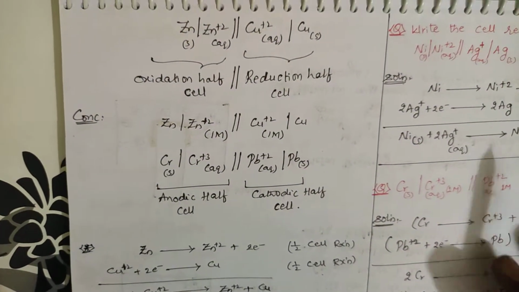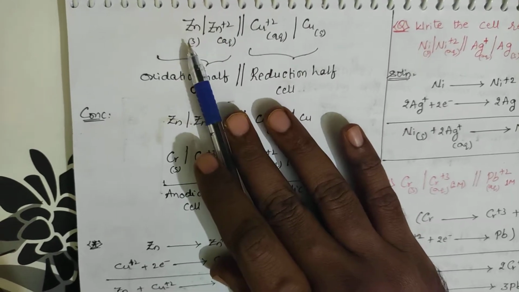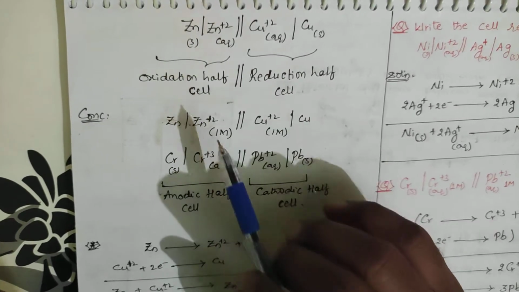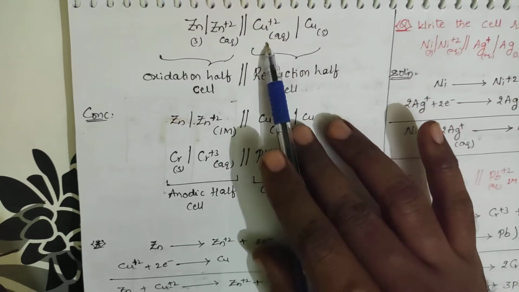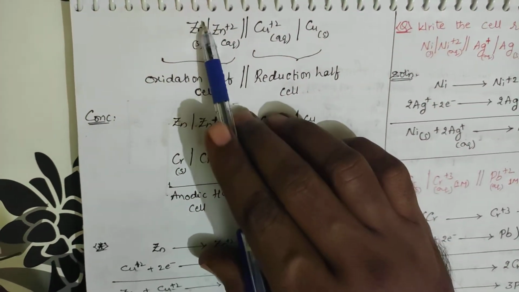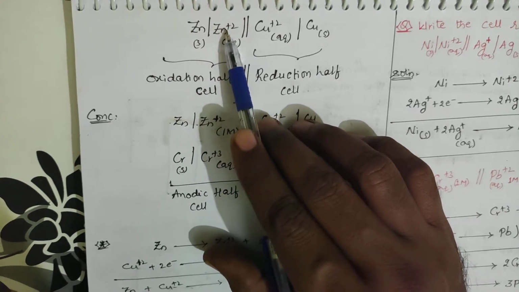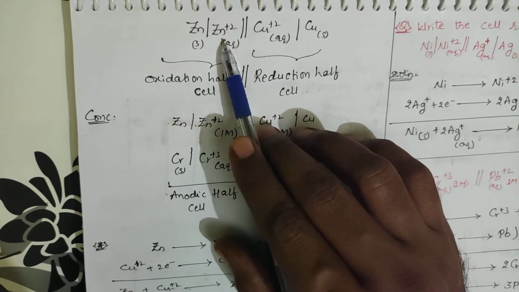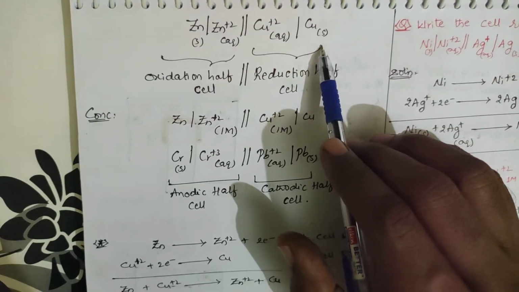Suppose I represent this: Zn has been converted to Zn plus 2, meaning zinc has undergone oxidation. Copper plus 2 has converted to copper, so this is plus 2 to 0, which is reduction. Again repeating, Zn in the 0 oxidation state converted to plus 2. Zinc rod in zinc sulfate solution, so you have Zn plus 2 solution, and copper plus 2 solution with a copper rod, which is in solid state.